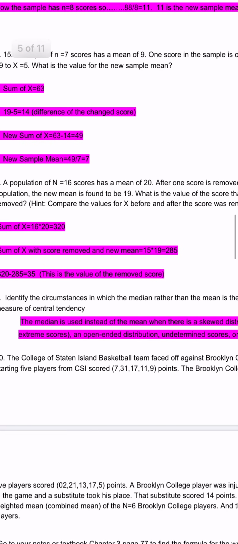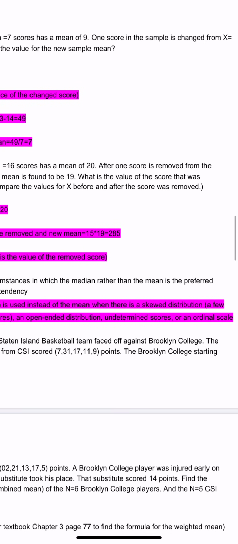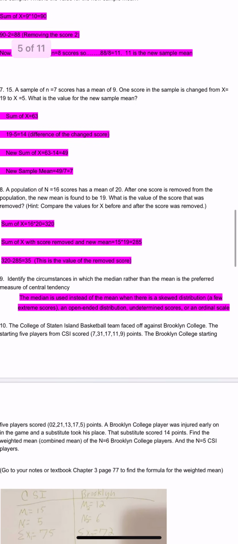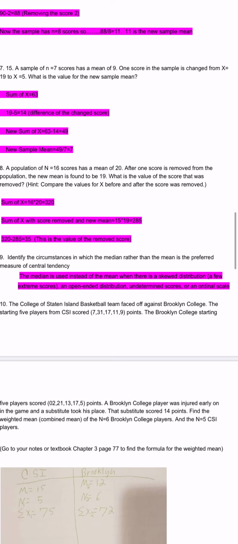Identify the circumstances in which the median rather than the mean is the preferred measure of central tendency. You could just read this, and as far as this class goes at this point, really just understand that the median is used instead of the mean with skewed distributions.